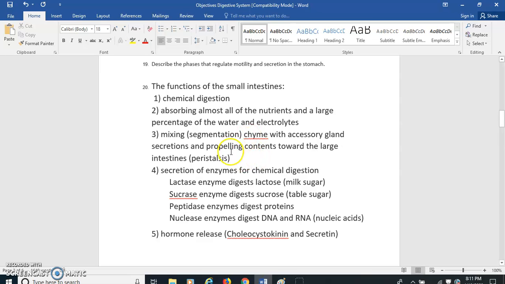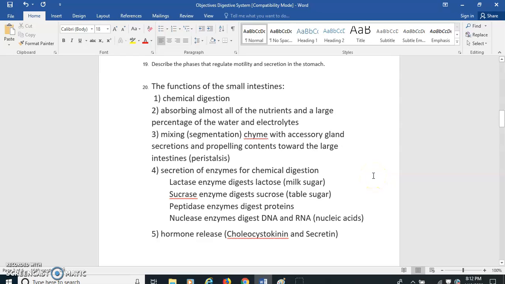And then along with the motility, there's peristalsis. Once all that mixing's done and we've got digestion and absorption going on, anything that we're not going to utilize needs to be propelled down towards the large intestines. So those peristaltic contractions that we saw are going to happen along the small intestines to move along everything that we're not going to need to use.